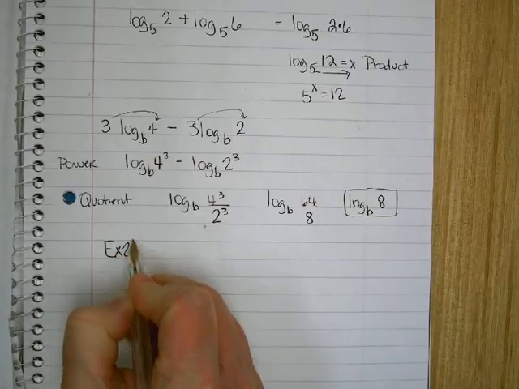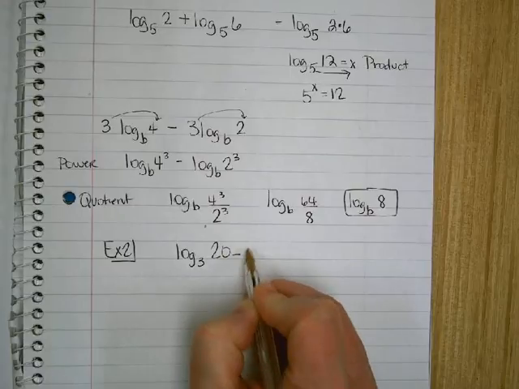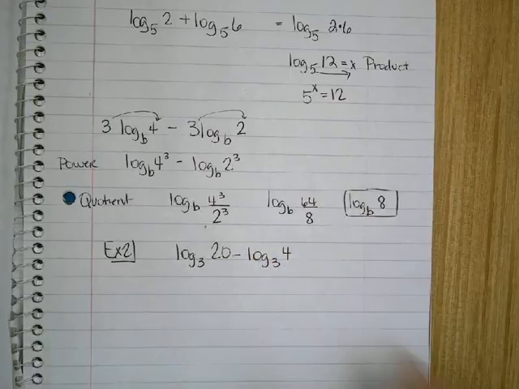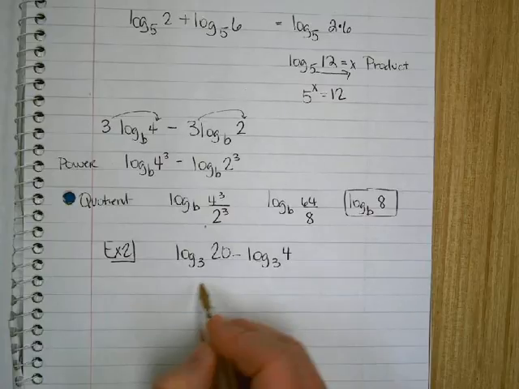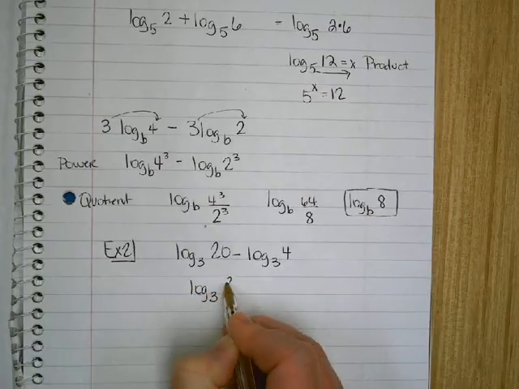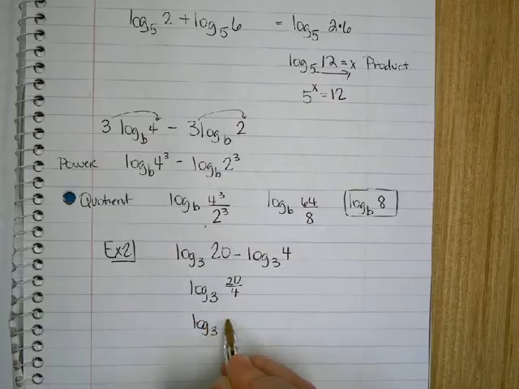Example 2 says to rewrite log base 3 of 20 minus log base 3 of 4. Help me do this one. Rewrite it as a single logarithm. That just means take it from whatever form it's in and put it in the other form. So you're going to be combining these. How does subtraction translate? So this is log base 3 of 20 over 4, which is really log base 3 of 5.